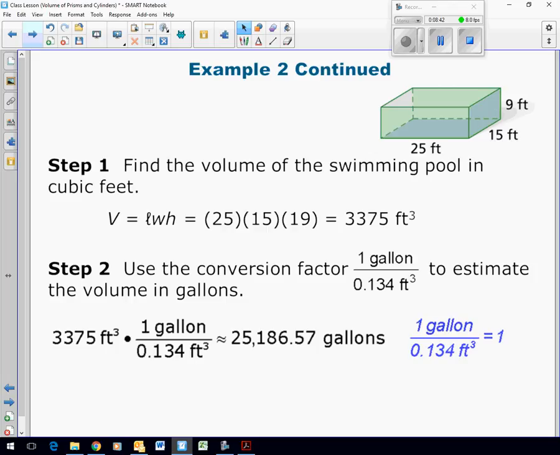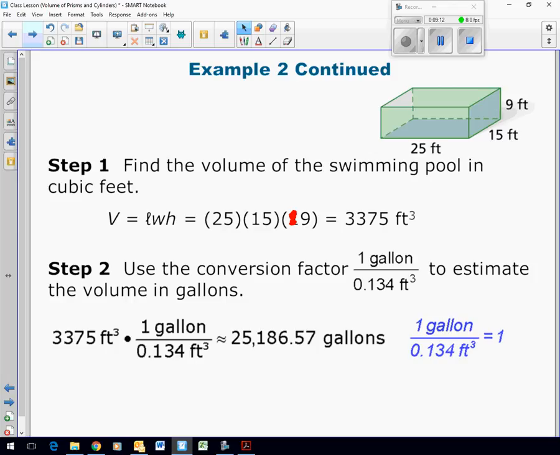First, find the volume of the swimming pool. If the swimming pool, oh, by the way, this should be 9. If the swimming pool has dimensions of 25, 15, and 9, what do I do with those 3 numbers? You multiply them. Length times width times height, right? Length times width times height. If you multiply 25 times 15 times 9, you should get 3,375 cubic feet, right?